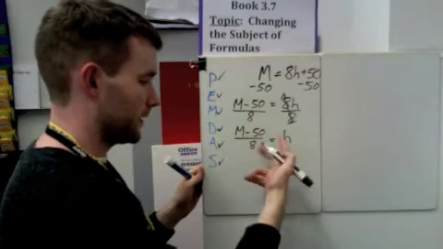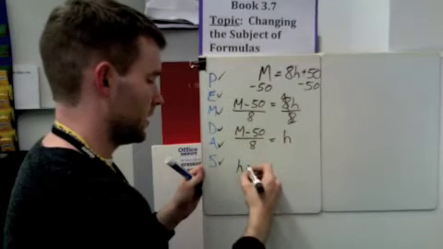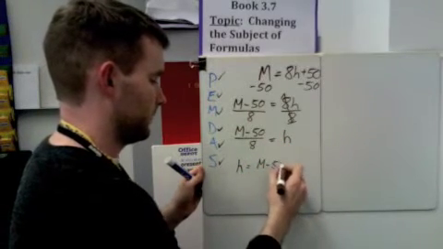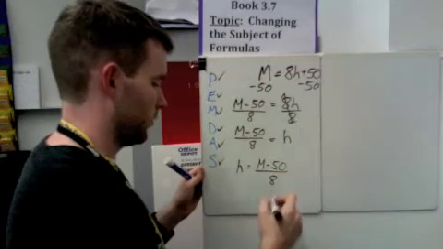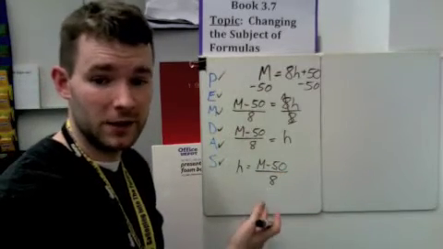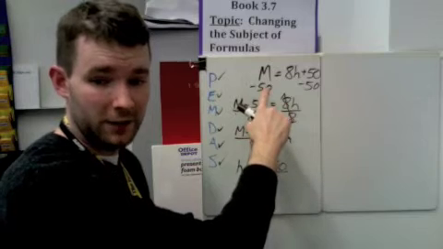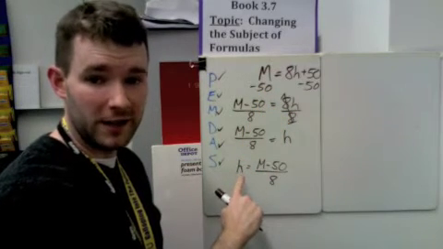And so if I'd like to rewrite this the other direction, I can write h equals m minus 50 over 8. And now I've changed the subject from m, all by itself on the left side, to h, all by itself on the left side.